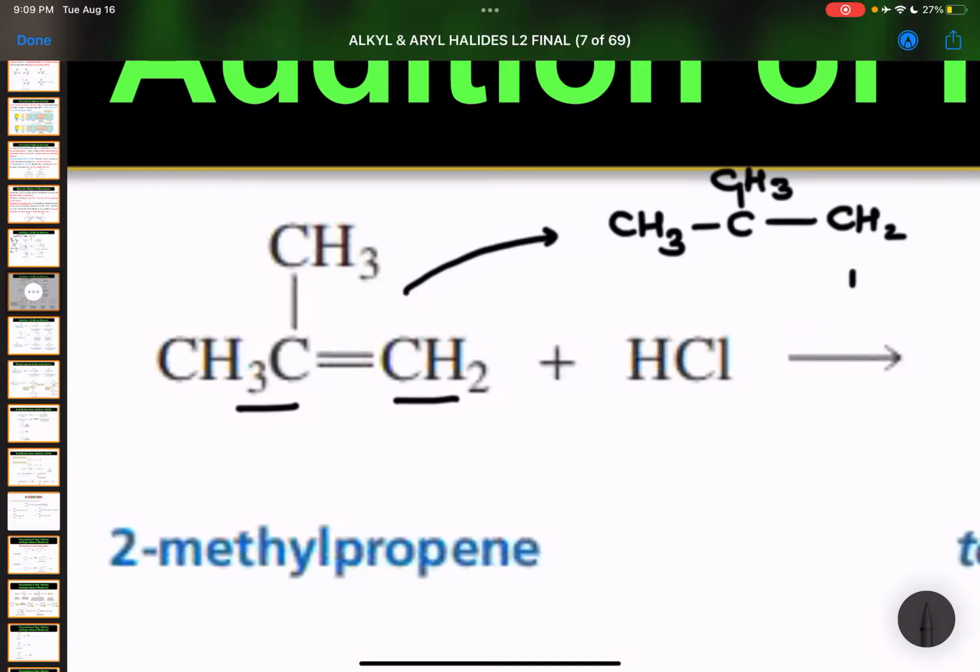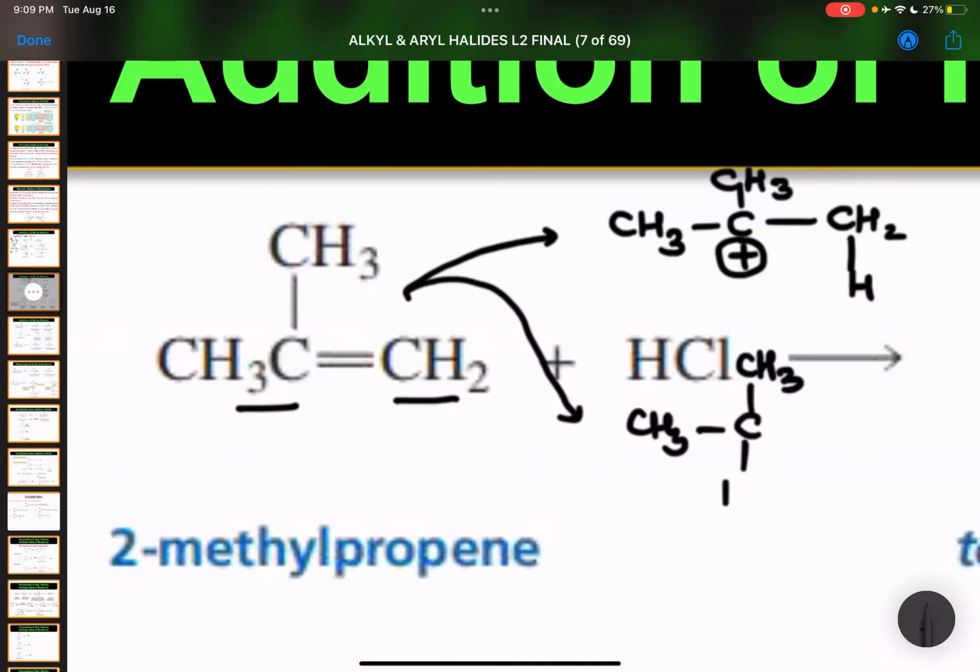Yeah, but why is it so? What is the reason actually? And this is the correct answer. H will attach itself to the carbon atom bearing more number of hydrogen. But what is the actual reason? Reason is the stability of the cation.